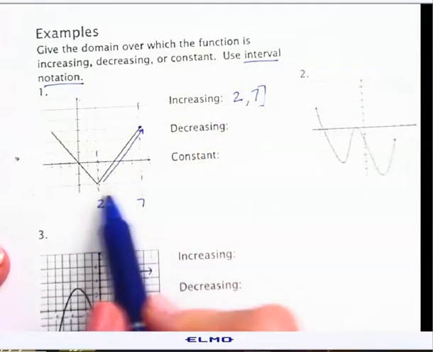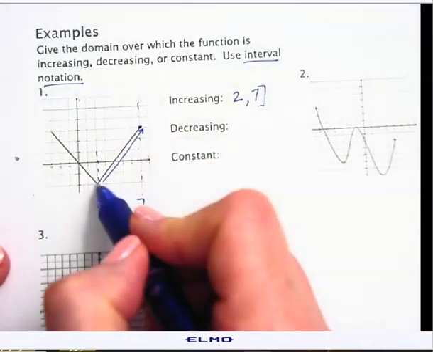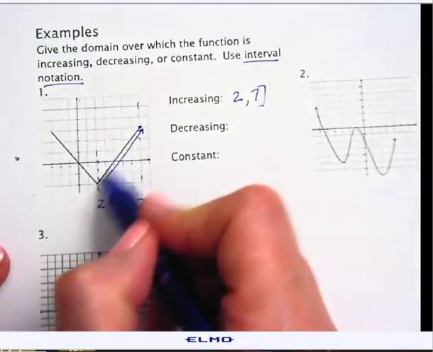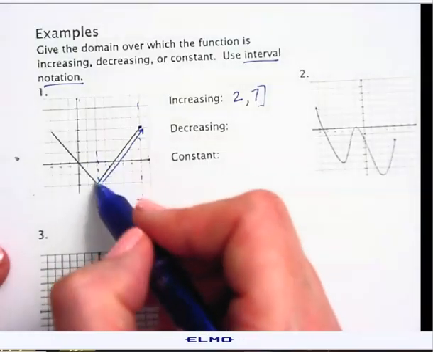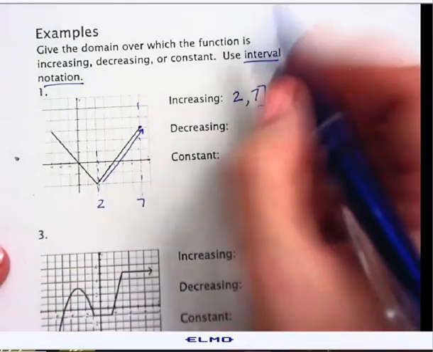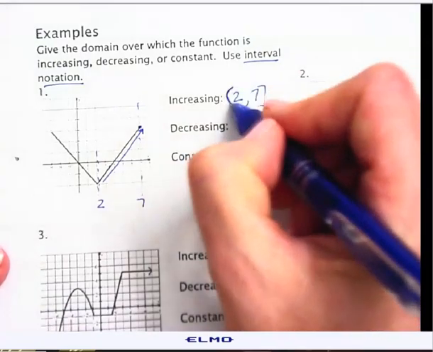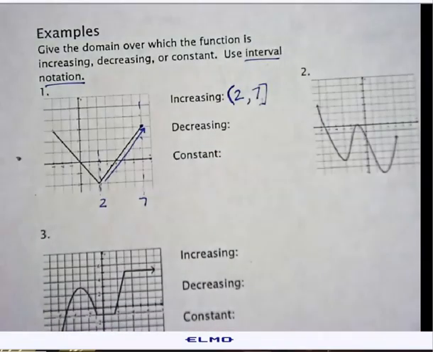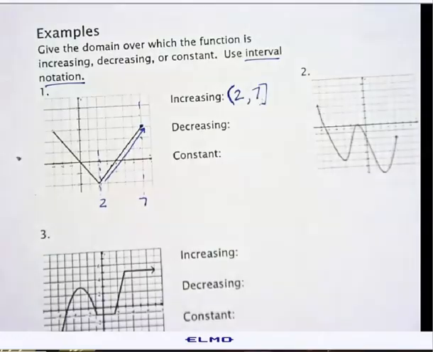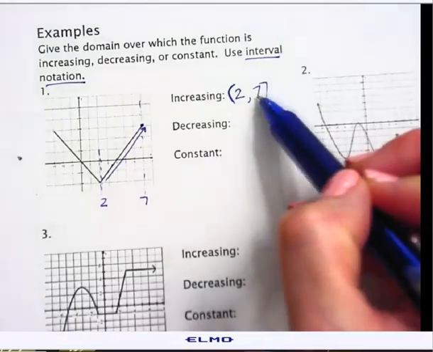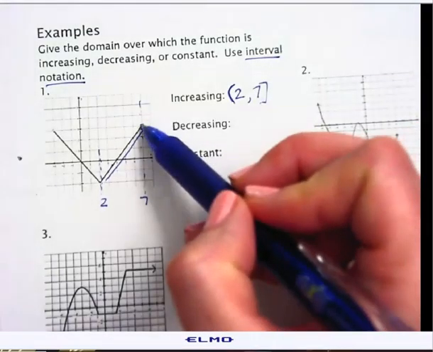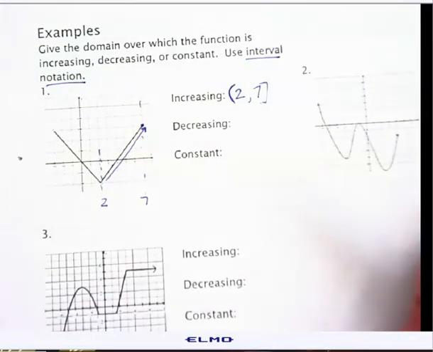But here's what's different about the 2. This point is shared by the increasing section and by the decreasing section. So I'm going to put a parenthesis here to imply that at the point of 2, the graph isn't increasing or decreasing at the actual 2. And that's only going to happen when 2 sections overlap at a value, because you'll notice at the 7 I put the bracket. So that's the end of the increasing interval.